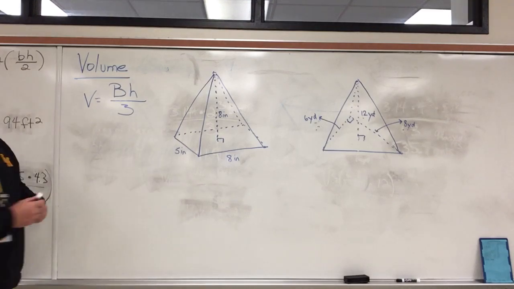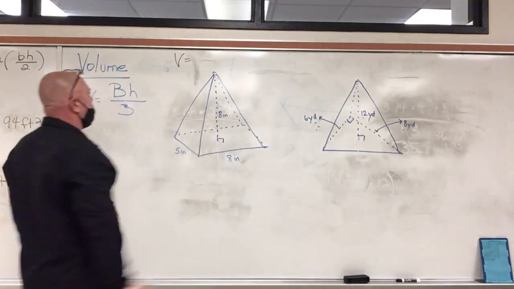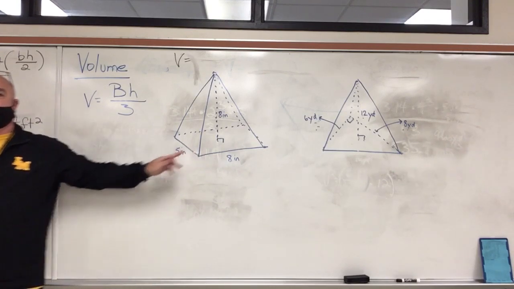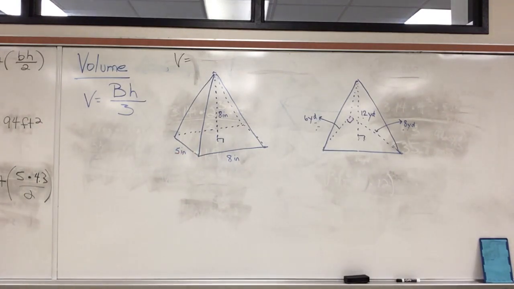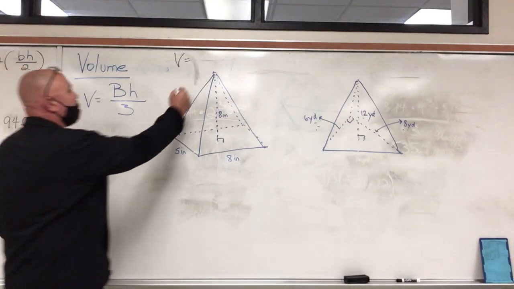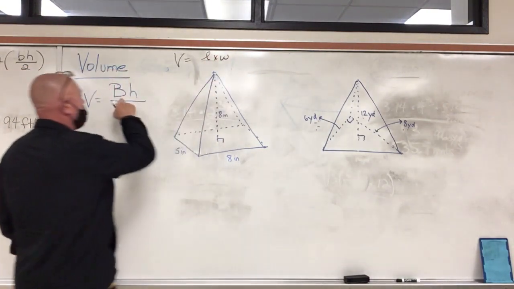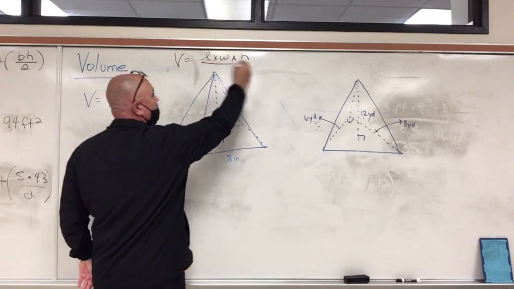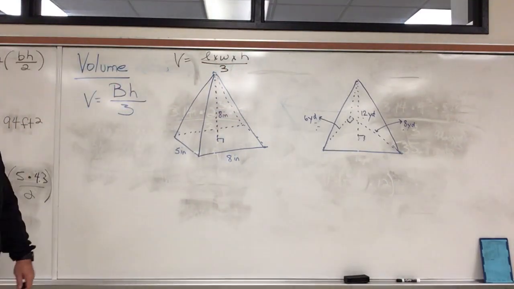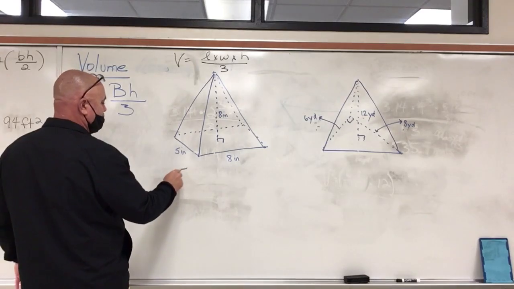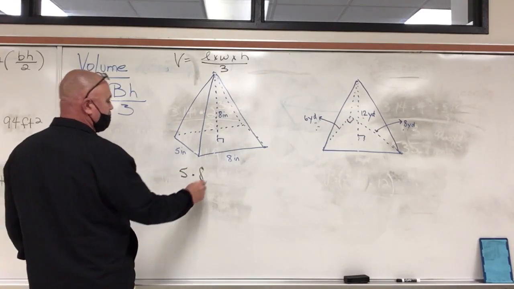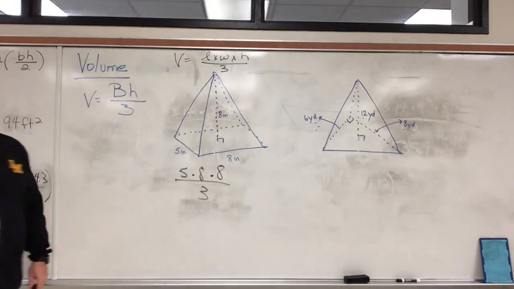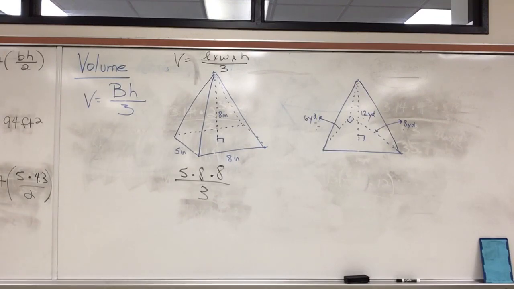Rewrite your formula. So in this case, volume equals, what's the base here? A rectangle. How do you find the area of a rectangle? Length times width, that's big B, times H, which is the height of the pyramid, and I'm gonna divide that by 3. So length, which is 5, times the width, which is 8, times the height, which is 8, divided by 3.